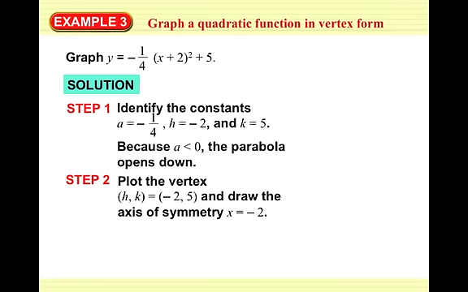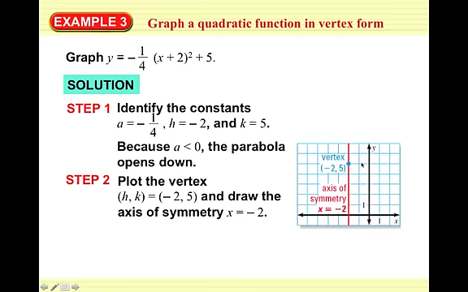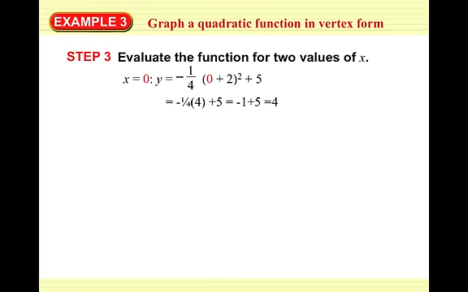We're going to plot the vertex (h, k), (-2, 5), and draw the axis of symmetry at x = -2. So here we've got our vertex at (-2, 5) and our axis of symmetry at x = -2. We're going to evaluate the function for two values of x. We let x equal 0, so we plug in 0 for x. So we've got y = -1/4 (0 + 2)^2 + 5. 0 plus 2 is 2, squared is 4, times -1/4 gives us -1, plus 5 is 4.